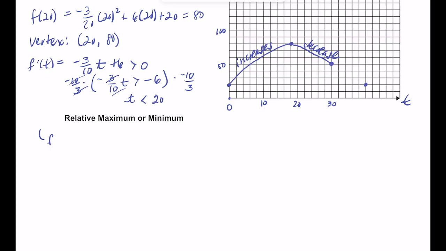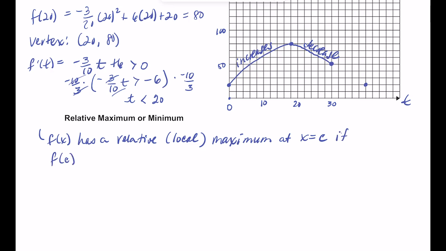Well, f of x, our function, has a relative, or sometimes we refer to relative as local, maximum at x equals some constant, we'll call it c, if f of x is less than or equal to f of c for every x in some open interval around x equals c.